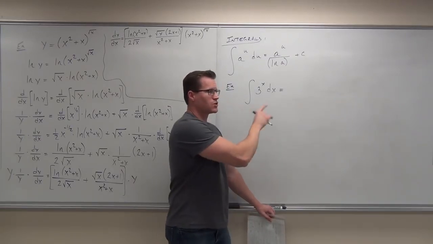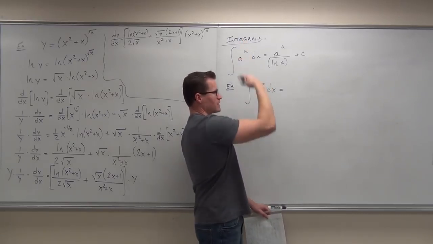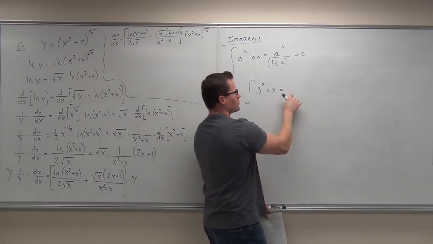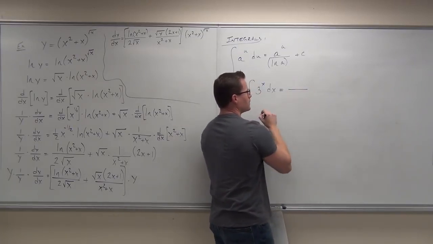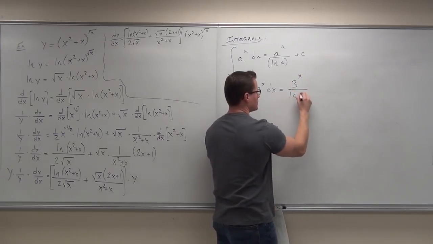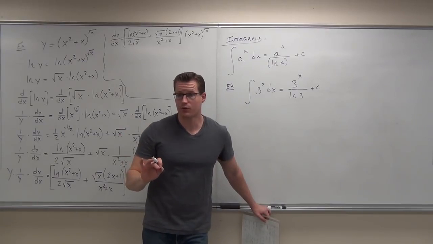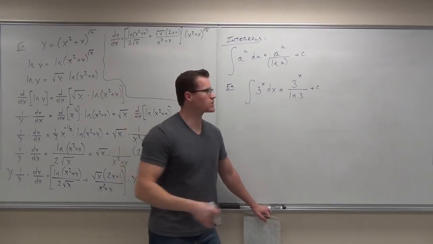So, do we need a substitution here? No, it fits perfectly. A is a constant, we have x, it's perfect. So, what are we gonna do? What's our integral gonna look like? 3 to the x. We keep it the same over ln 3 plus c. That is your integral. Very straightforward. Hopefully easy for you. Okay, so let's do a couple more.